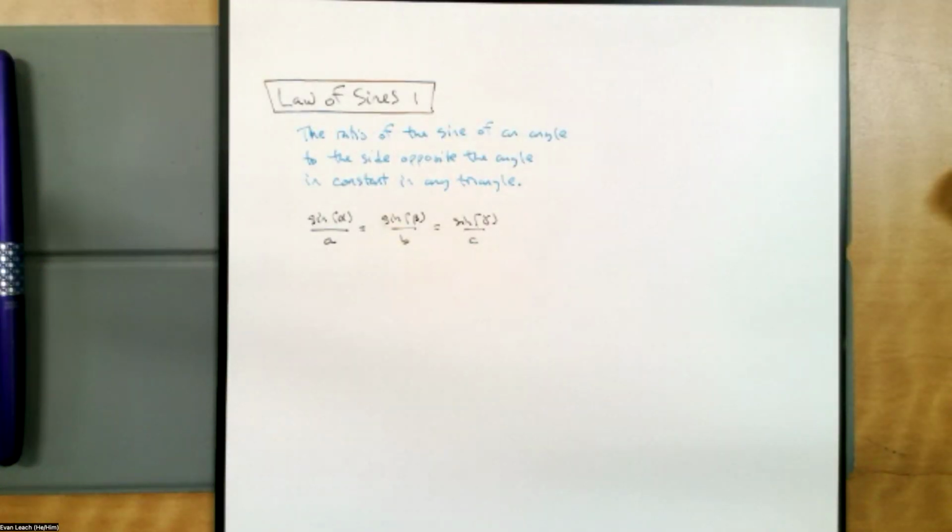So we'll say sine alpha over A is equal to sine beta over B is equal to sine gamma over C. Or we can do the reciprocal all the way through.